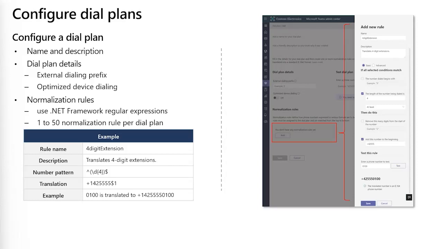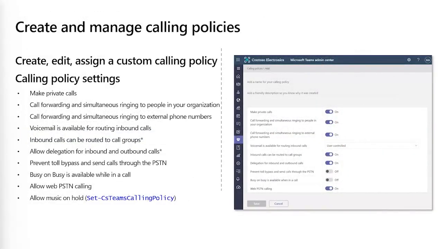We can create and manage calling policies and then assign them to individuals or the organization as a whole or groups. Policy settings include making private calls, call forwarding or simultaneous ringing to people in your organization or even external phone numbers, whether or not voicemail is enabled, whether incoming calls can be routed to call groups, toll bypass. Do you want busy on busy? In other words, when you're on a call, do you want to be notified that someone else is trying to call you as well? And whether you want music on hold.